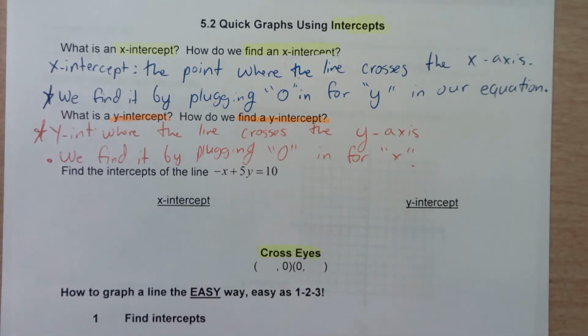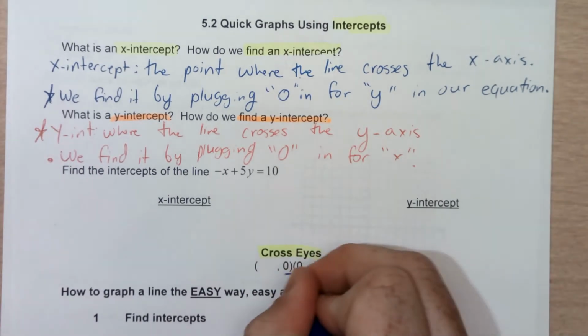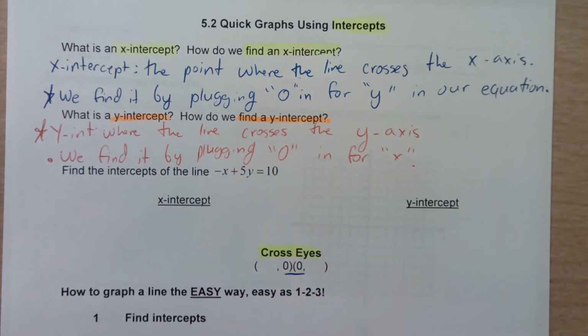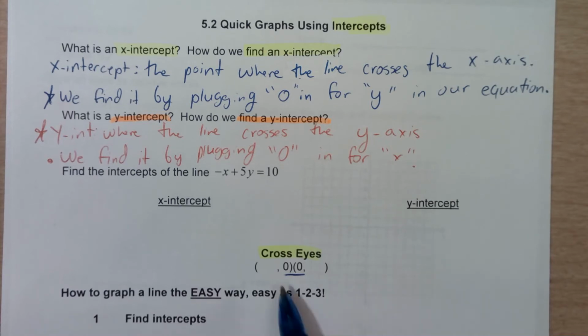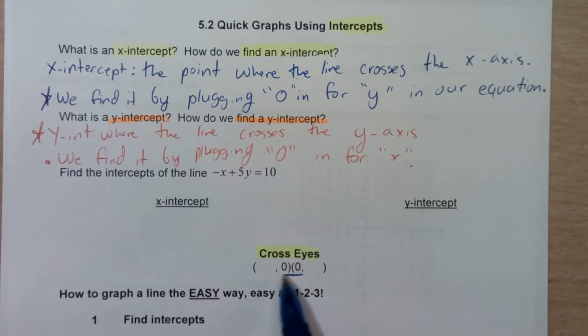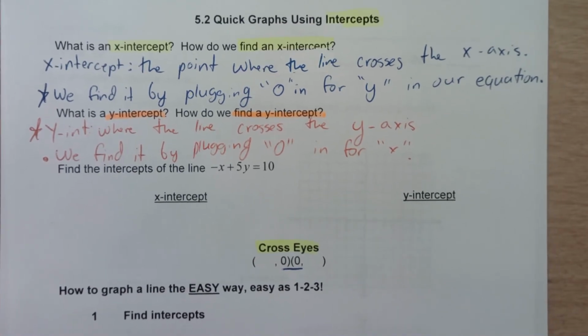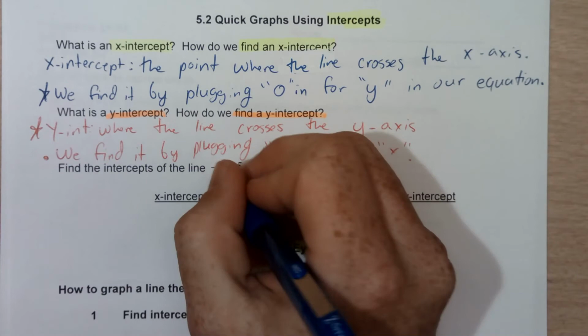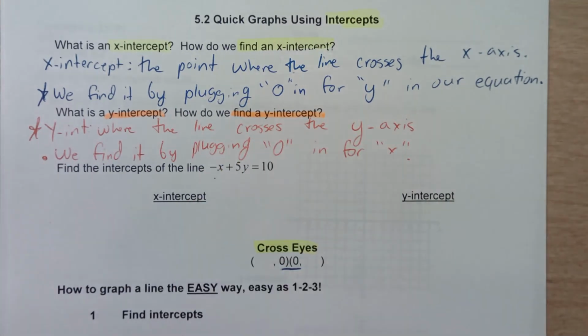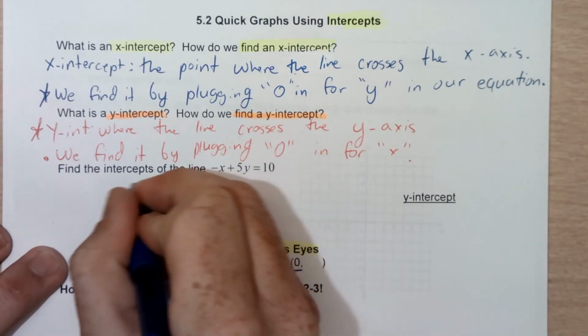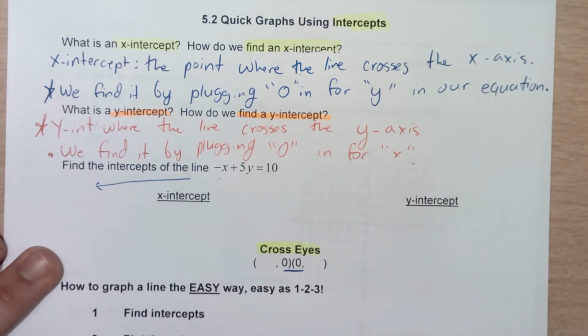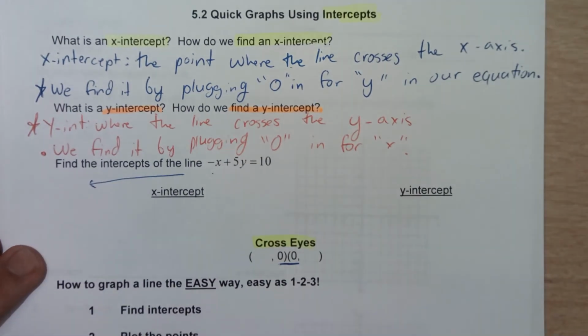They're called cross eyes because if you look, we have two zeros right next to each other. So it's like two eyes that are looking towards each other, right? Those are our cross eyes. We set up two ordered pairs with two zeros, all right? So right now we're trying to find what our x coordinate is when our y coordinate is 0. That's the x-intercept, okay? So what we're going to do is we're going to use this equation up here. I'm going to draw it over here, all right? It is negative x plus 5y equals 10.